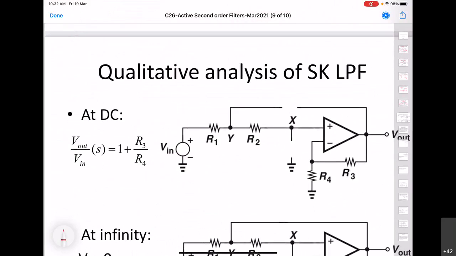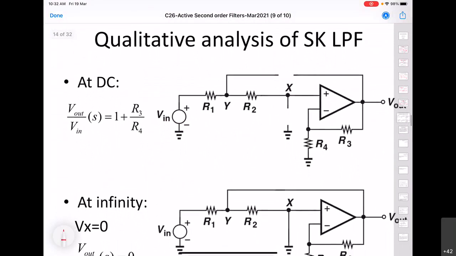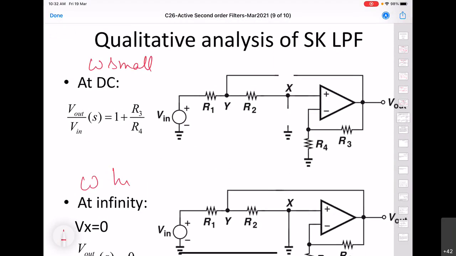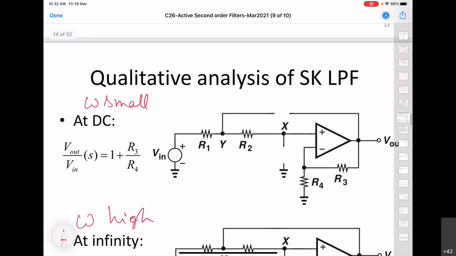From the transfer function, we are convinced that this is going to be of low pass type, but now let us qualitatively analyze this circuit at the two extreme values of omega. That means omega small and omega very high, to see that indeed it suppresses the high frequency components. The equivalent circuit of the Sallen-Key circuit at small omega will be given by this, where the capacitors C1 and C2 will be open circuited.